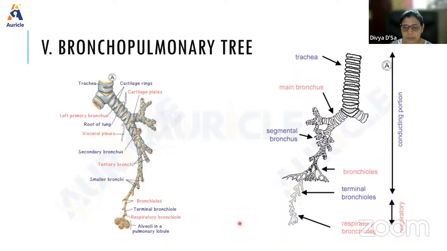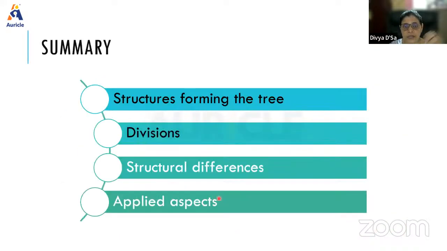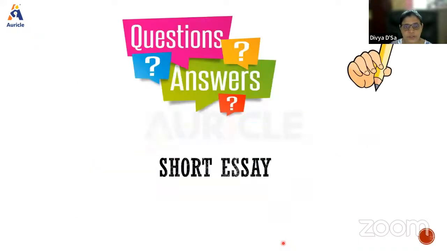Okay, so that is the bronchial tree. Understand? So these are the things which you need to write. What are the structural differences? Structures forming, the division, structural differences. Applied anatomy, I told you already. So that is the thing which you need to write.